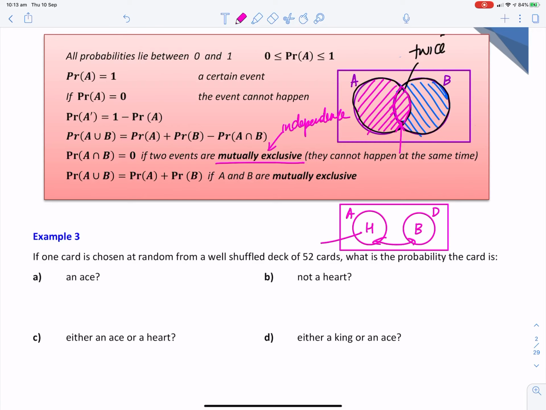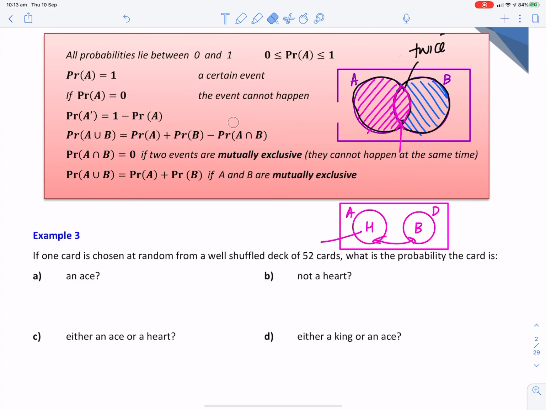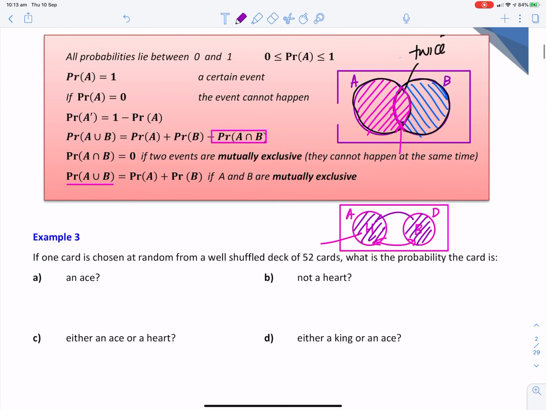If we know two events are mutually exclusive, they can't happen at the same time, then we know the probability that they intersect is 0. So here, there's A, there's B, and the probability of A or B, we just add them together. We don't need to subtract where they intersect because they don't intersect if they're mutually exclusive. Independence we'll come to later in another video.